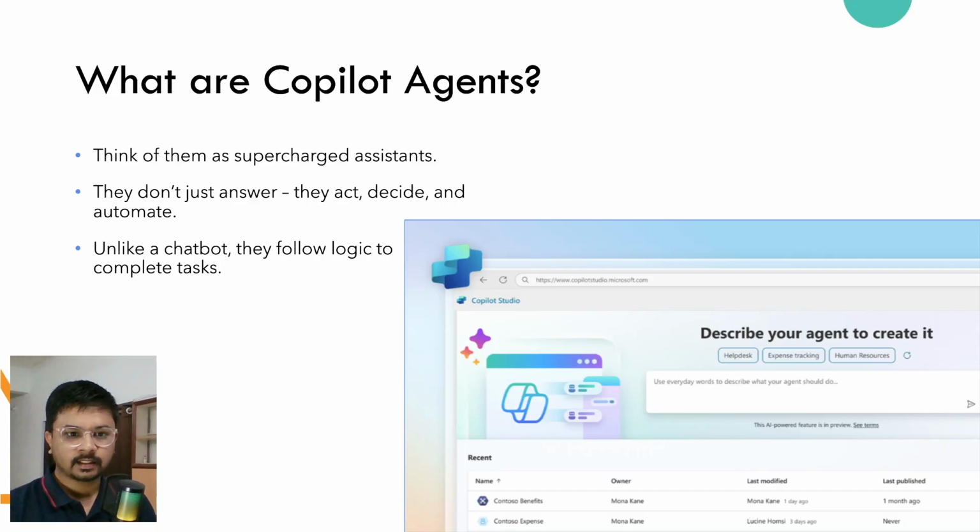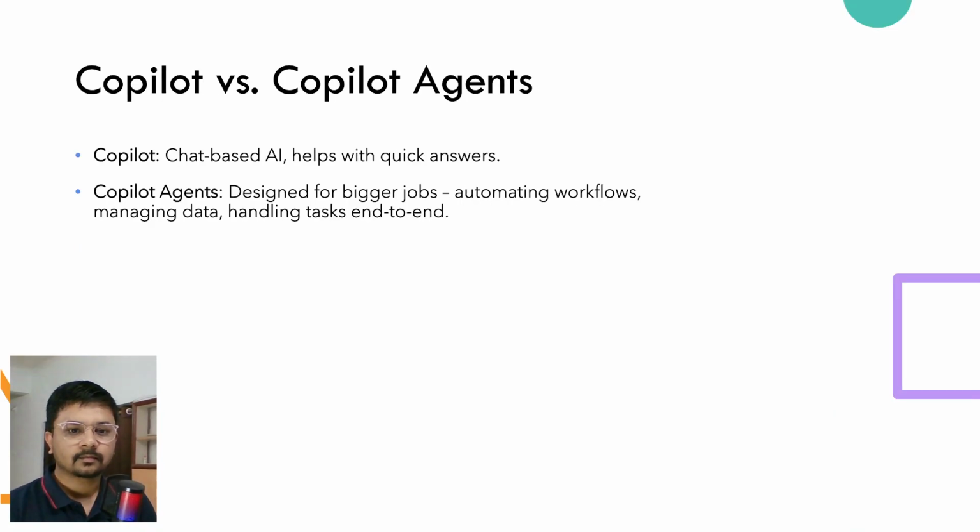But recently, Microsoft changed the terminologies to Copilot Studio Full and Copilot Studio Lite. How to choose between those experiences, we are going to see in the upcoming slides. So the main difference between Copilot and Copilot agents: Copilot is a chat-based AI only. It helps users get quick answers, generate summaries or answer any questions they have. Copilot agents are designed for a bigger job, not just Q&A, but to automate workflows, manage data, and handle tasks end to end on behalf of users, or they can be completely autonomous.